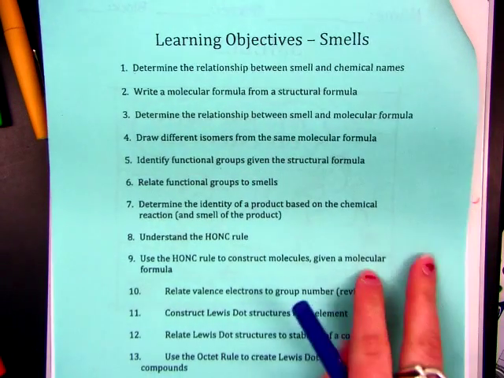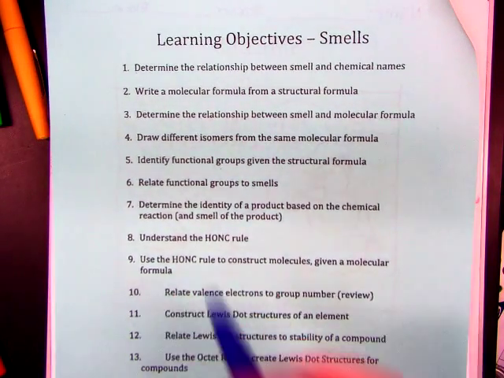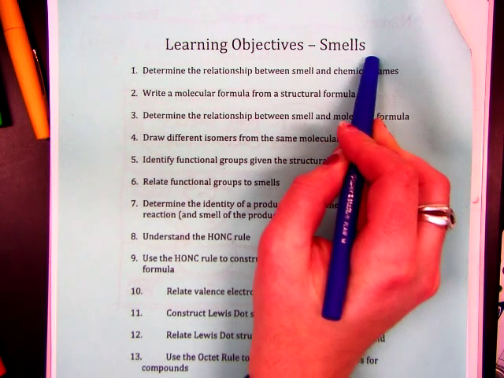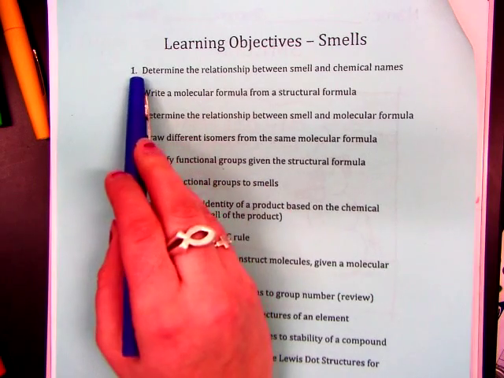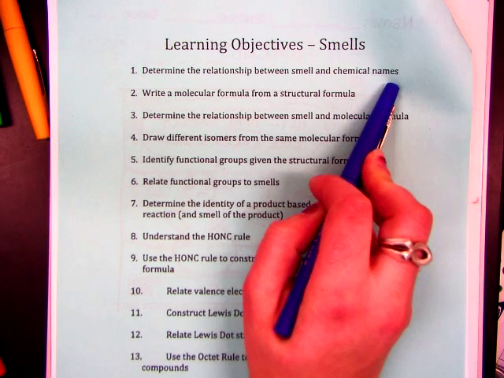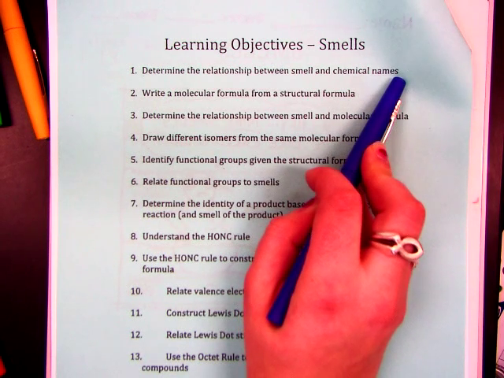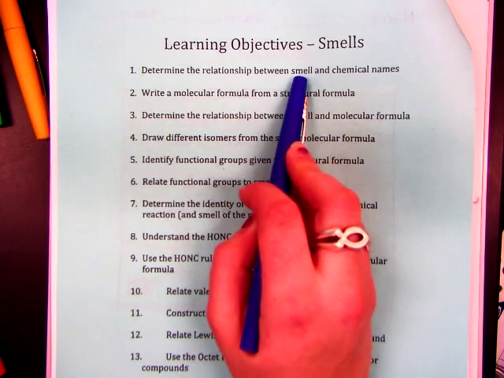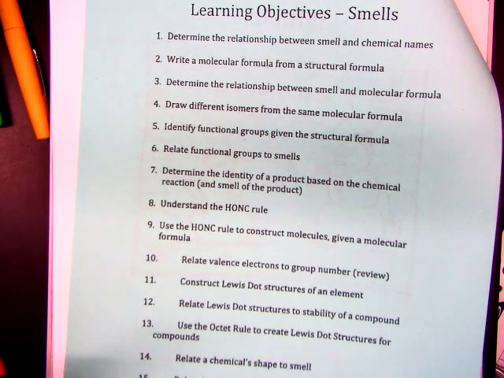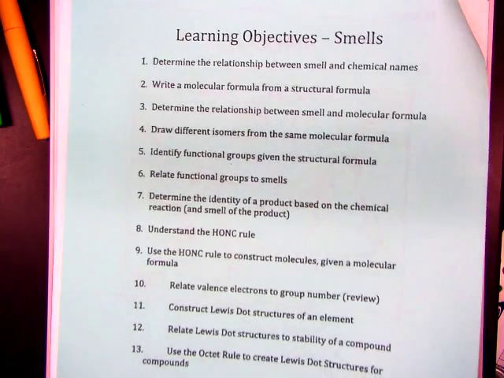So just like all of our packets, on the inside we have our learning objectives, and this one's for our smells unit. What we are going to be focusing on in this video is Objective 1, determining the relationship between smells and chemical names. So how do the chemical names of different chemicals and their smells relate to one another? We will then later on have future lessons where we focus more on chemical formulas and things like that. But we'll start with the chemical names. So let's flip to page 1 for lesson 1.